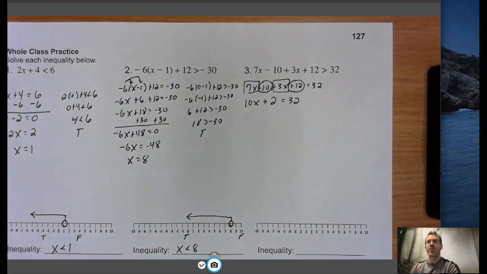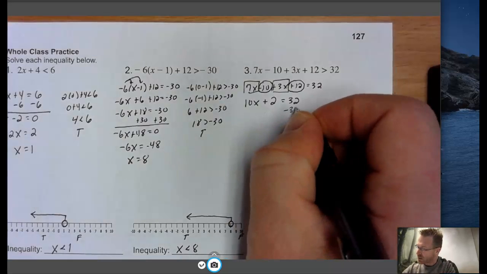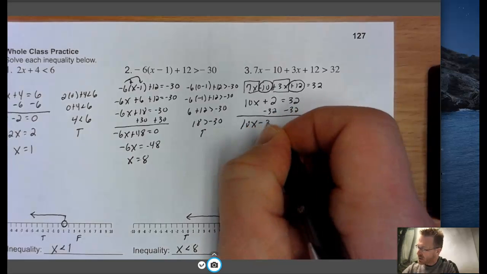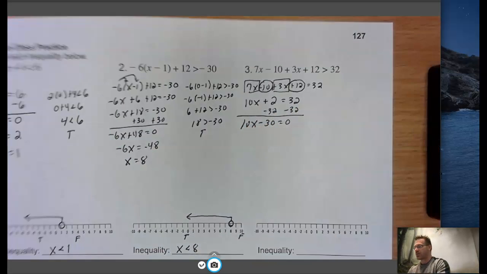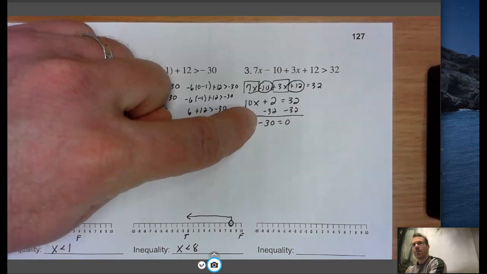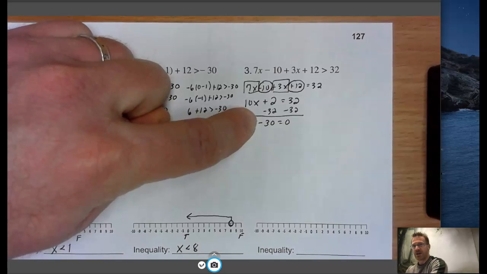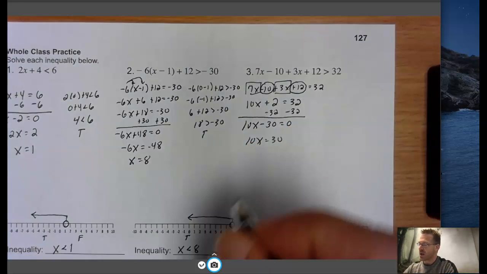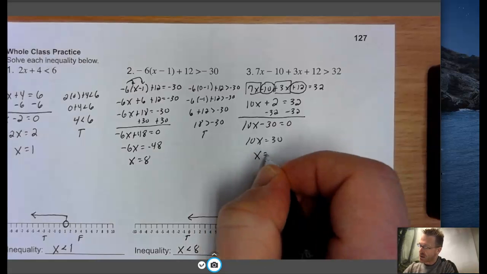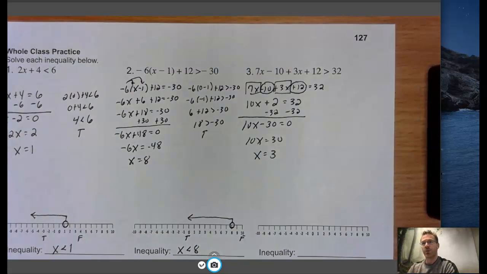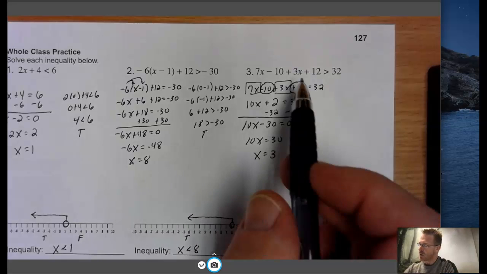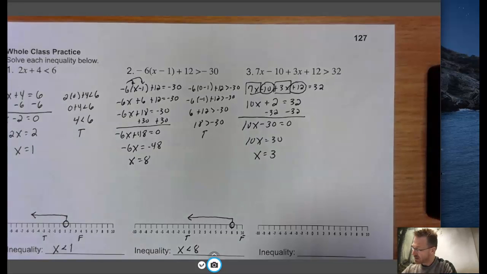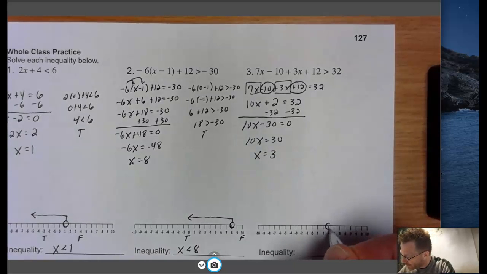So now let's get that right side equal to 0 by subtracting 32 from both sides. So 10x minus 30 is equal to 0. Now we can use our 0 property. So what minus 30 is 0? 30. So that means 10x has to be equal to 30, which means that 10 times what is 30? That means x is equal to 3. So 3 is our anchor this time. That is where these two expressions are equal. Now, once again, we still have another open circle because we're greater than. So I'm going to put an open circle on 3.